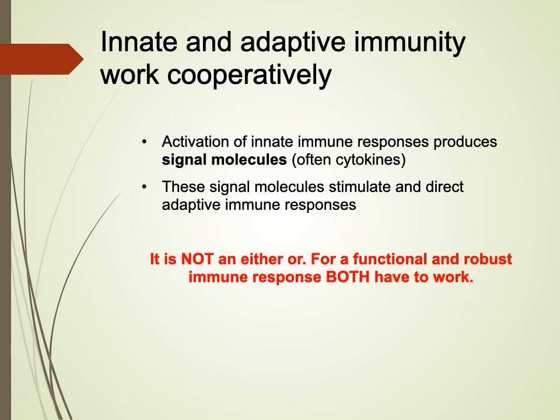And so those terms, functional and robust, immunologists love those terms. So you'll hear me throughout the semester talk about a functional and robust immune response. And that's the goal. If you want to have immunity, you need to have a functional and robust immune response. If you want a vaccine to work, you need a functional and robust immune response. And so it's the two, adaptive and innate, working together.